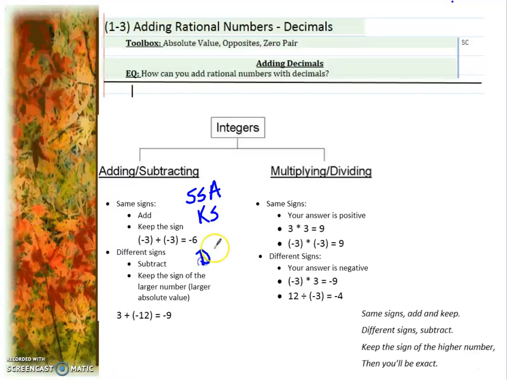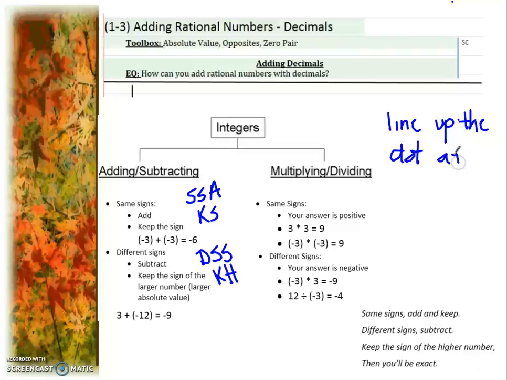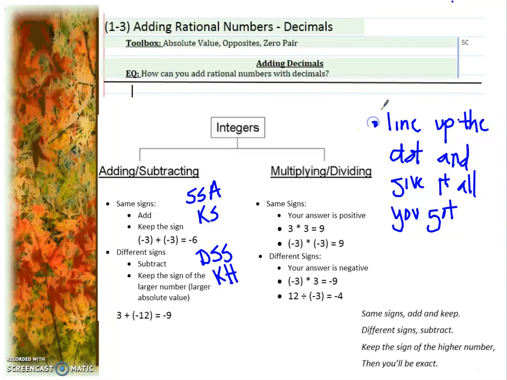The other rule that we came up with was different signs subtract and keep the higher absolute value. So 12 minus 3 is 9. -12 has the higher absolute value, so you keep its sign, which is -9. And the only rule that we have with decimals is line up the dot and give it all you got. Line up the dot and give it all you got.